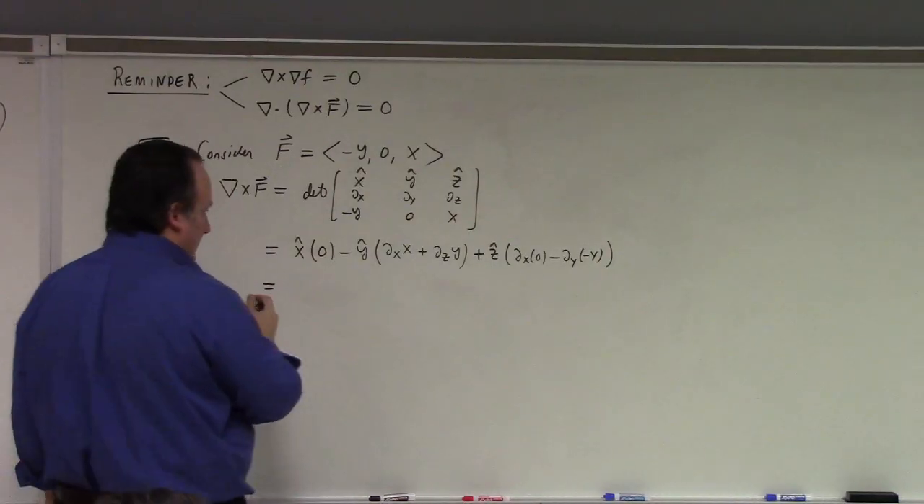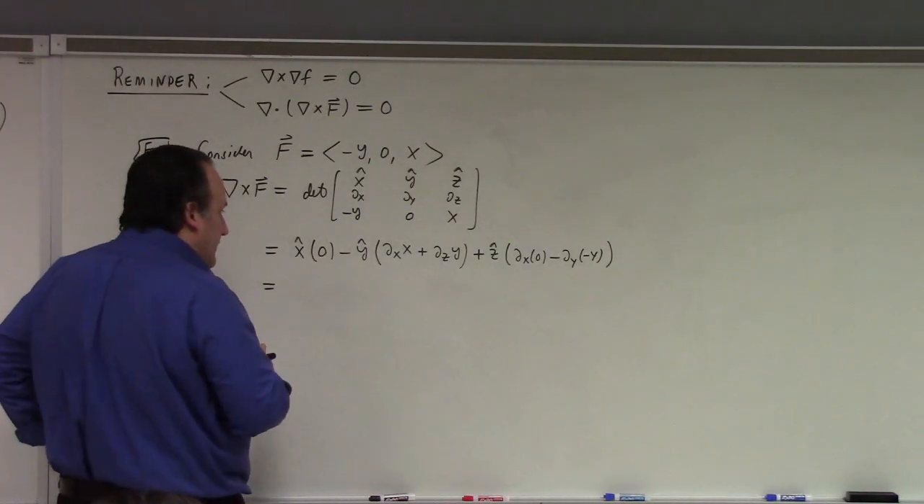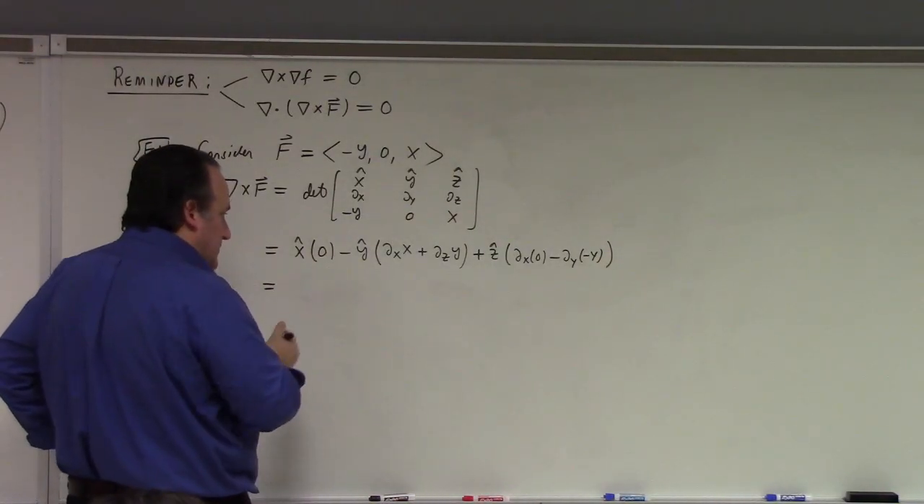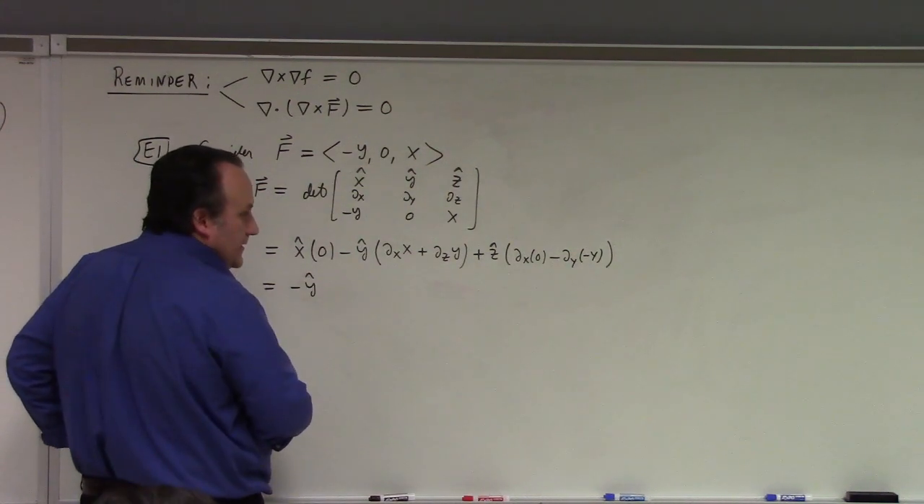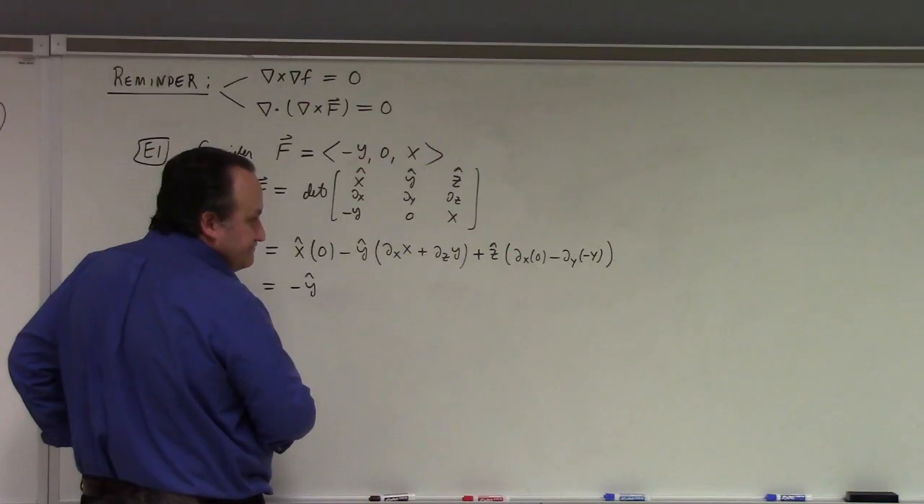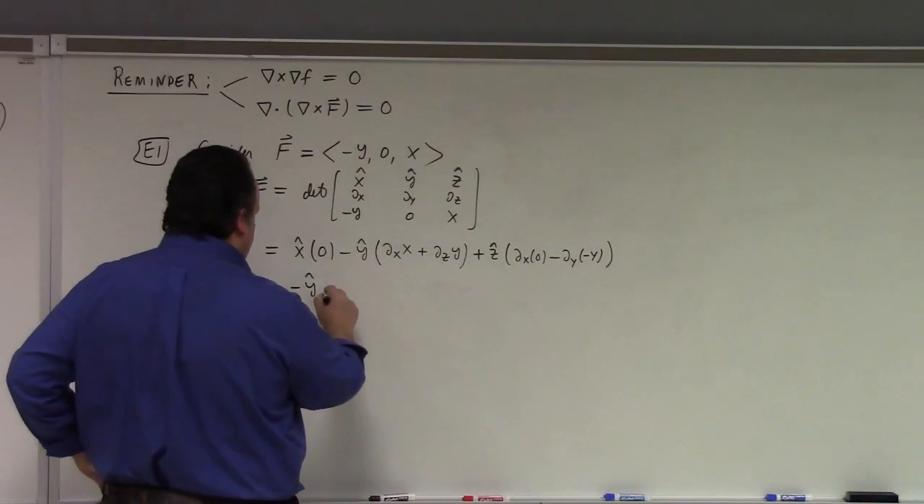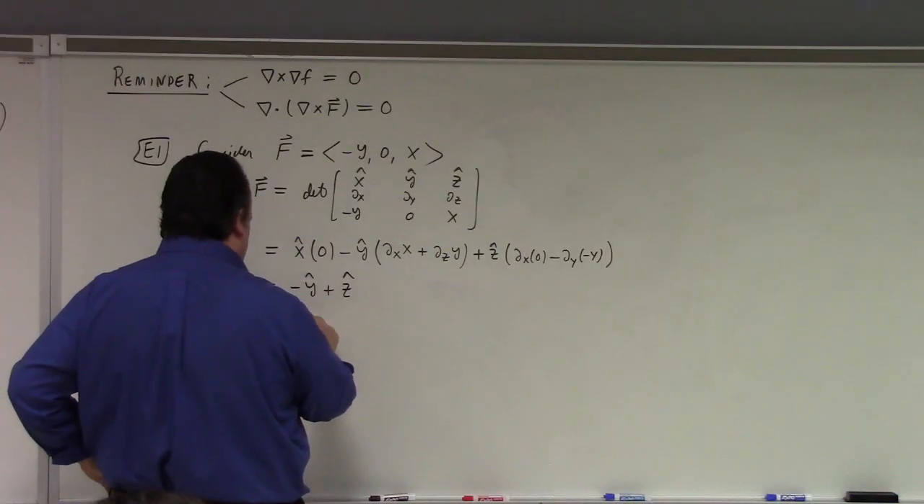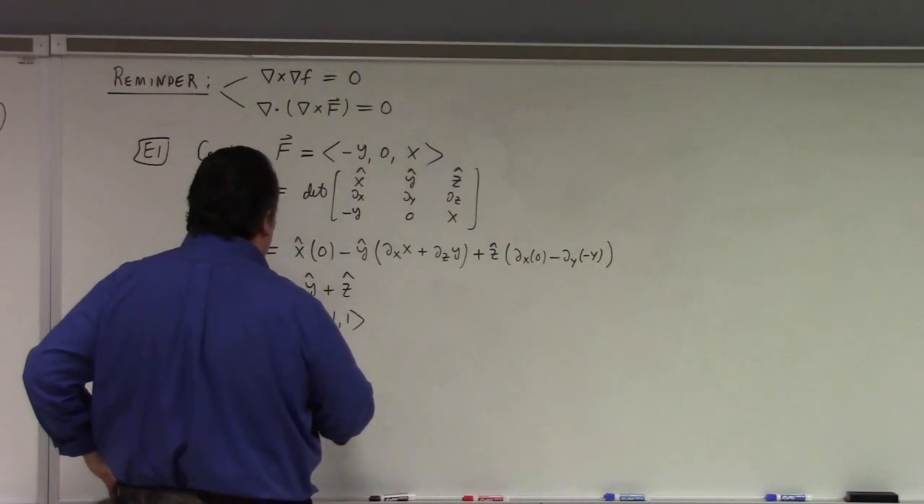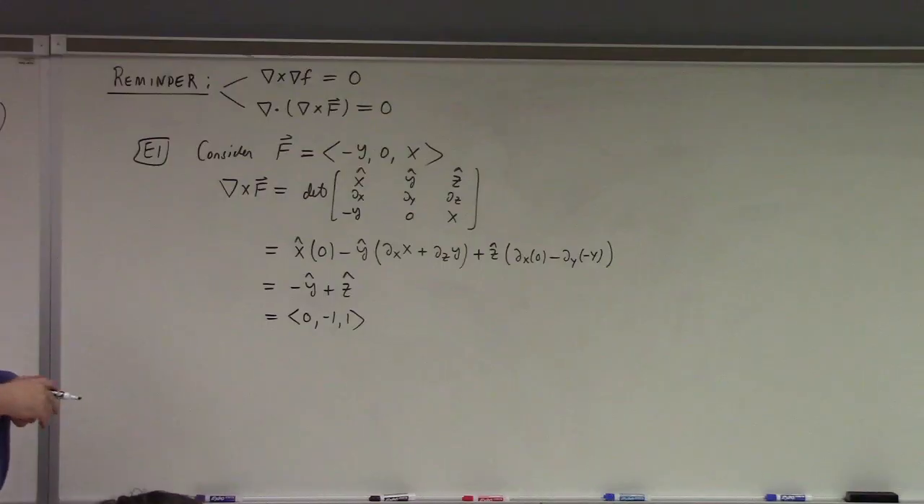We've got ourselves a minus y hat plus z hat. Oh, exciting, 2 components. So this one, the curl is apparently 0, minus 1, 1. Okay? So I guess that's kind of like problem 1 on surprise attack mission 10.